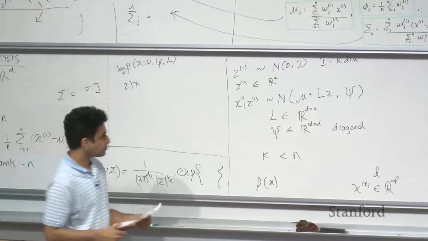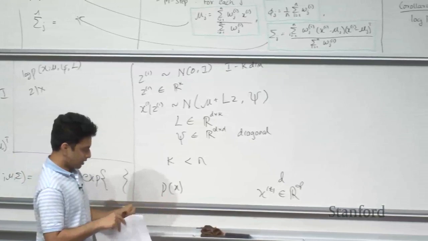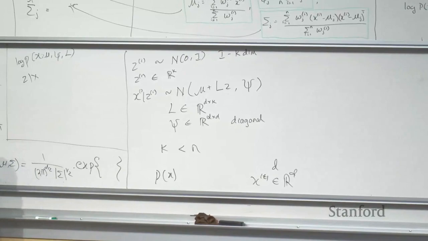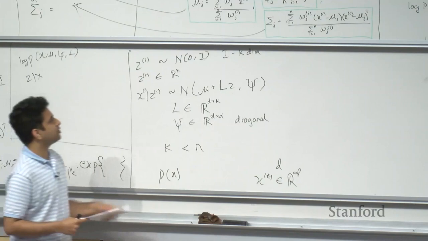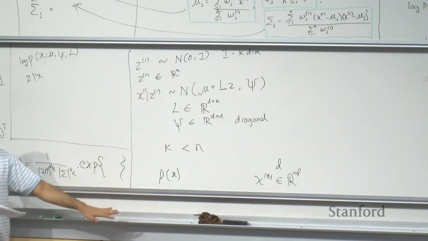So back to where we were. P of X, we want to learn a model P of X so that we can do things like anomaly detection. The question is, is K going to be learned automatically or is it going to be a hyperparameter? For the purposes of this lecture, assume it's a hyperparameter and you tune different values of K.